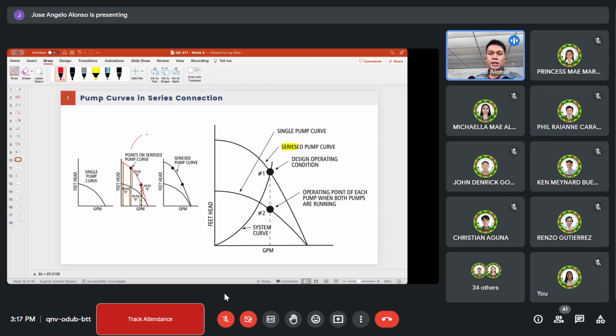So, exactly the same lang naman siya dito and dito. So, makukuha na natin yung series pump curve natin. So, ang ginawa lang naman natin is dinoble lang natin yung elevation ng ating single pump curve while maintaining the volume flow rate, kasi nga ang volume flow rate natin is parehas lang kapag naka-series connection tayo. Pero meron ditong new entry or new topic na ma-discuss natin.